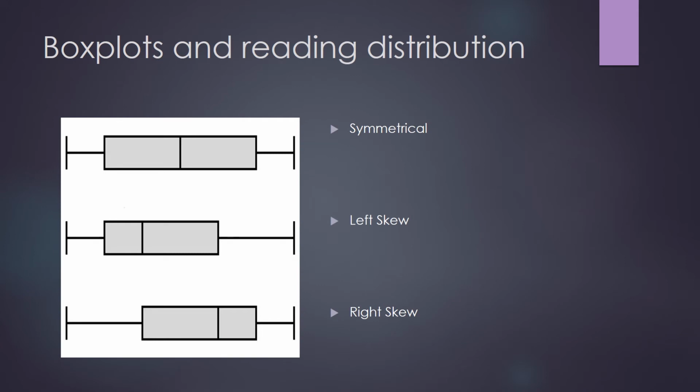Here are what box plots look like when you're reading distribution. As you can see from the top one, the median is right in the middle of the box plot, and the line segments on the ends are relatively the same length. With a left skew, you can see that the left line segment, or whisker, is shorter than the right line segment. It's the opposite for a right skew. The left one is longer than the right.